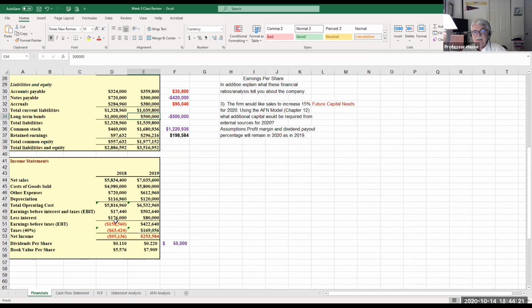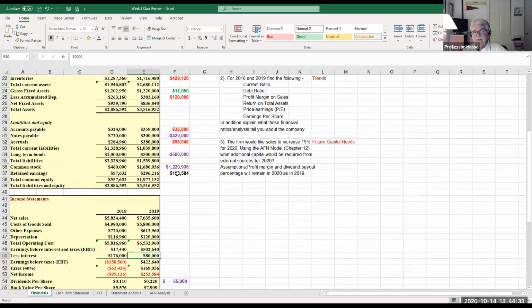Last year, this company had an interest expense of $176,000 in 2018. It dropped more than half in 2019 to $80,000. Why? They paid off debt. They paid $920,000 off on debt, interest-bearing debt. Bonds and notes payable. Wait a minute, Mr. Hasse. Notes payable is interest-bearing debt.